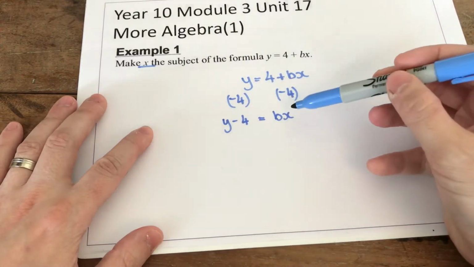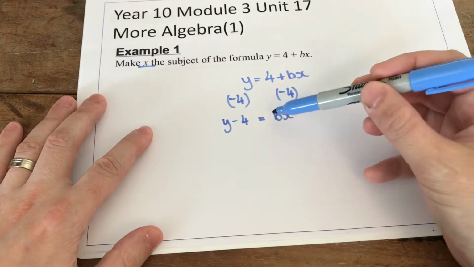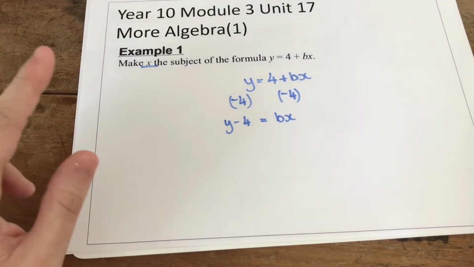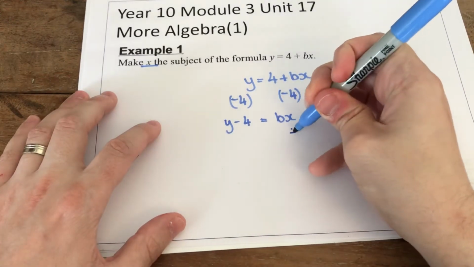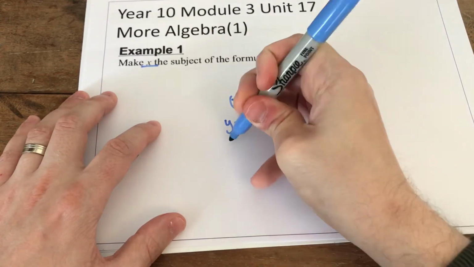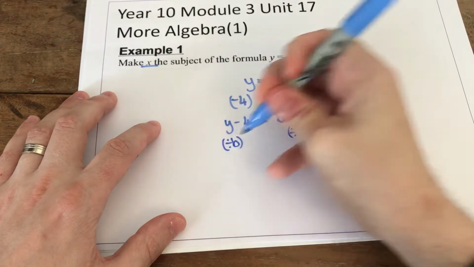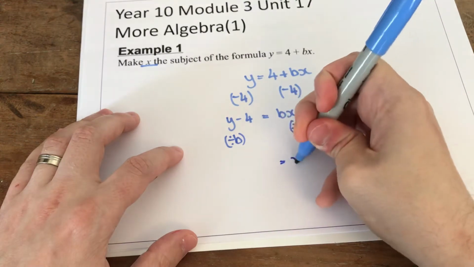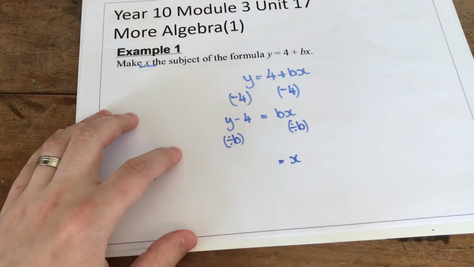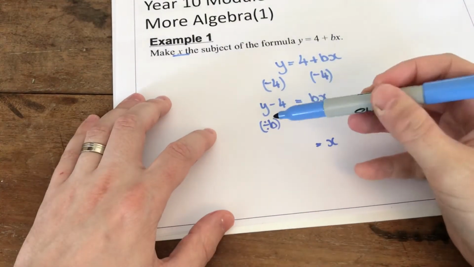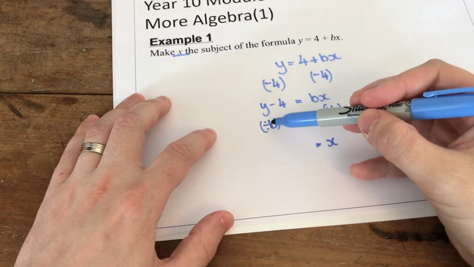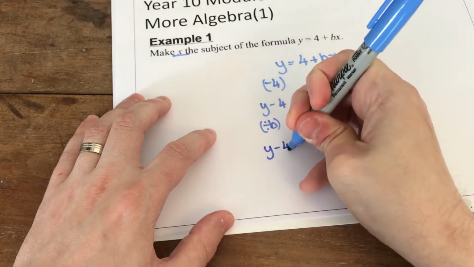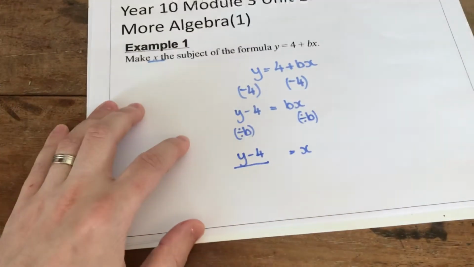Now this is the same as saying b times x or x times b, because multiplication is commutative. That means it doesn't matter which order it's done in. Because it's times by b, we do the inverse, which means the opposite operation, so we divide by b. That leaves me x on its own here. What I then do is, a divide is the same as a fraction. So I've got y minus 4, and then I put the whole thing over b.